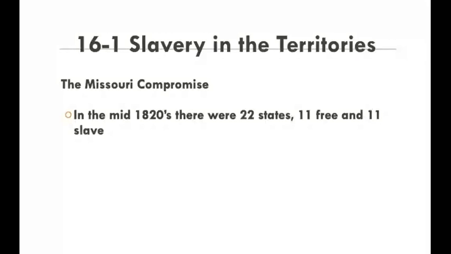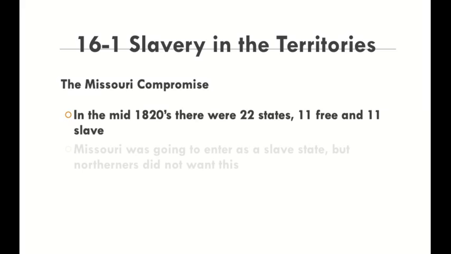It's the mid 1820s, and we had 22 states. 11 of them were free, which means that slavery was illegal, and 11 of them were slave states. Now, like we talked about in the last few chapters, the free states were more in the north because they didn't have the plantations. So slavery was illegal in the north, and to the south, where they had the plantations, that's where slavery was legal.